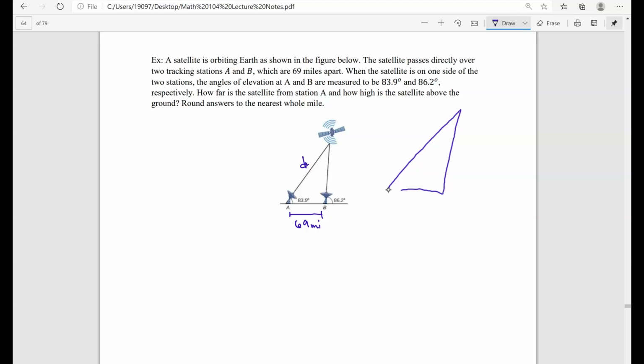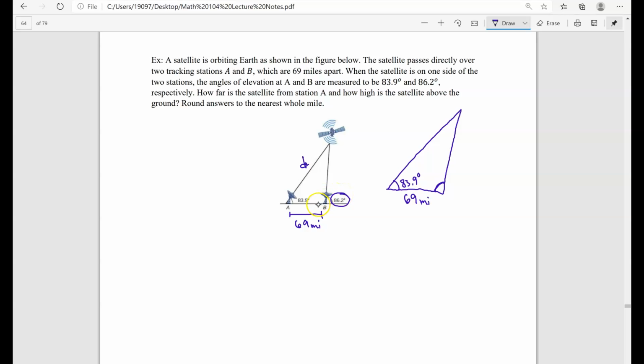So here, this angle is going to be 83.9 degrees. We know that this side is going to be 69 miles. Now, I wish that I knew what this angle was. Well, we do know what that is, because I know that this is 86.2.